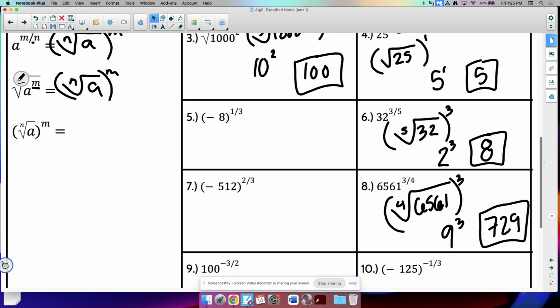Okay, number 5. What sort of root are we being asked to take? Third root of -8. What power? 1. So once you rewrite it that way, it should just be like bopping around the yellow sheet. Negatives, be careful. What's the third root of -8? -2. Negatives can come out of third roots. What's -2 to the first power? -2.